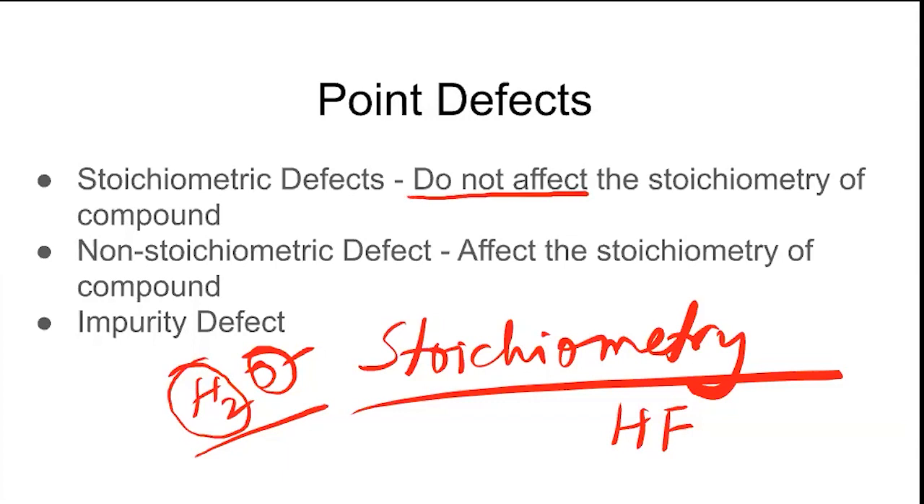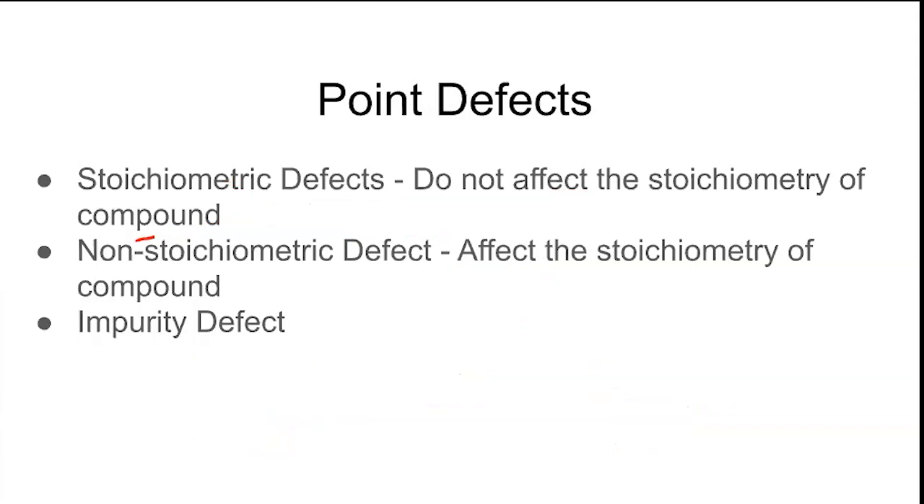Whereas non-stoichiometric defects affect it. It looks slightly opposite, doesn't it? It says non, but it says it does not affect. But simply you should remember that stoichiometric defects do not affect the stoichiometry, which means they do not affect the composition, whereas non-stoichiometric defects affect the proportion of different masses of different atoms in a molecule. So we'll proceed to the next slide.